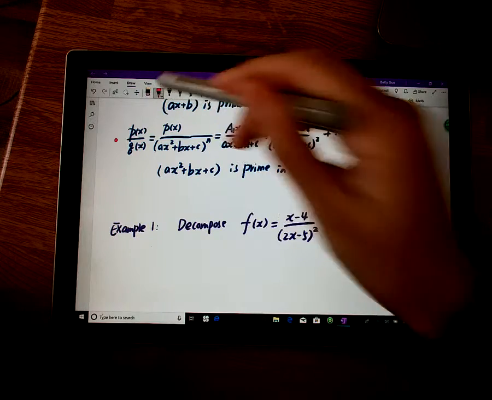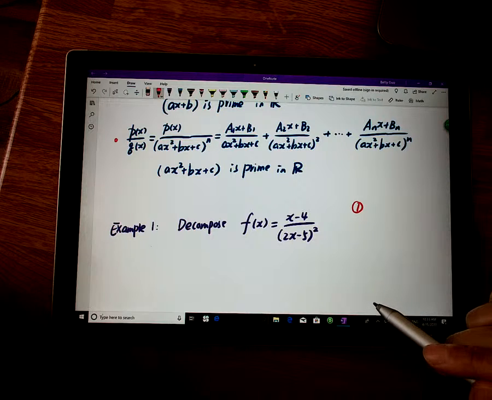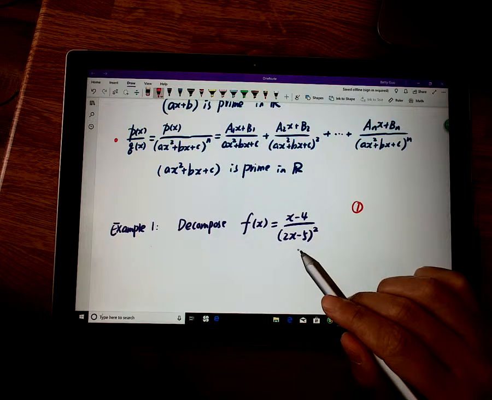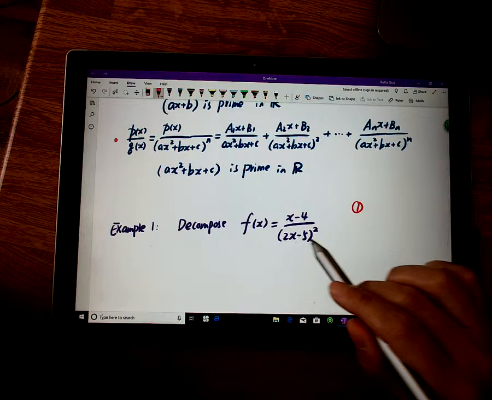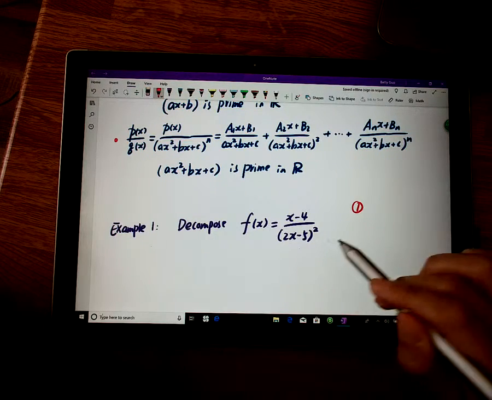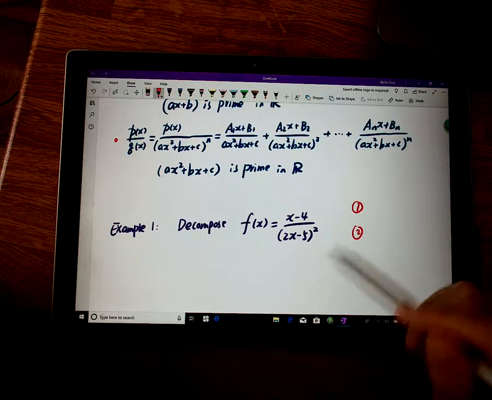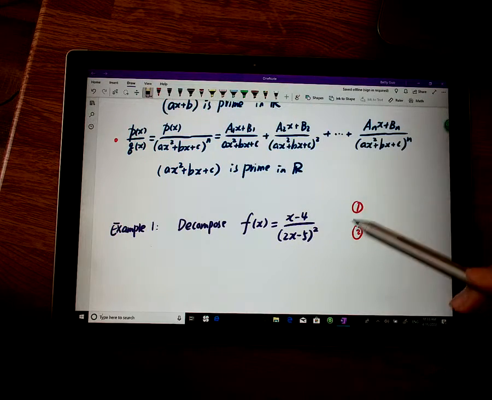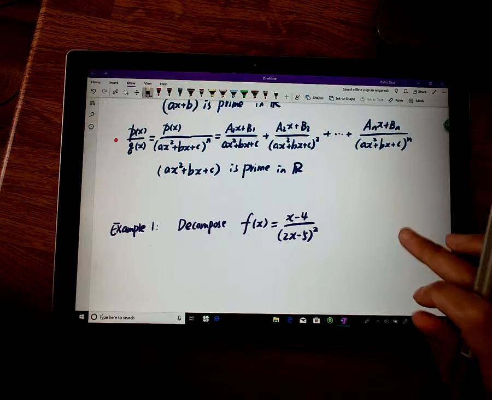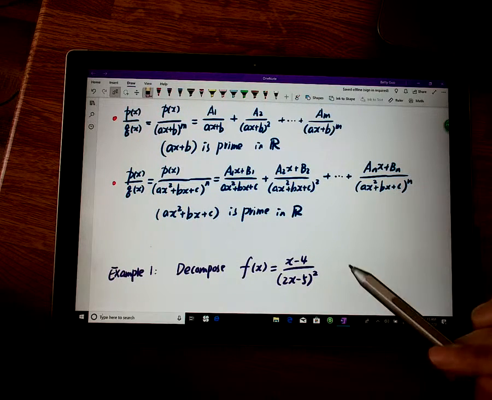Can anybody tell me the degree of the numerator? It is linear, so it's 1. What's the degree of the denominator? If you multiply out, you would see the denominator is a quadratic, degree 2. So this rational function is proper. Then we are able to apply the formulas to decompose it.